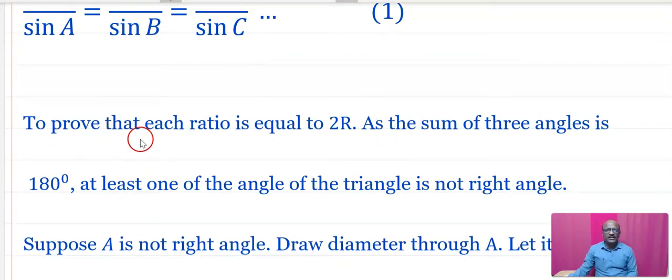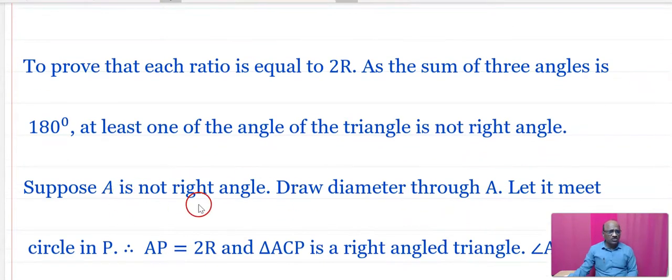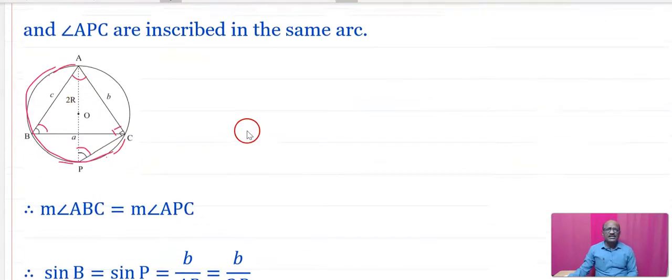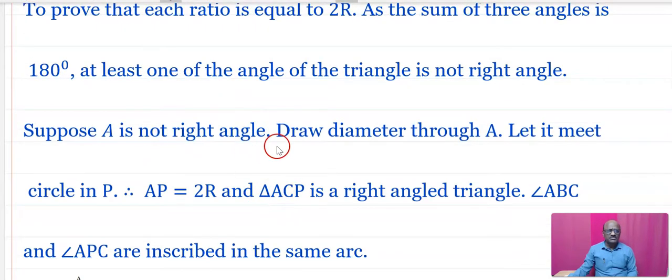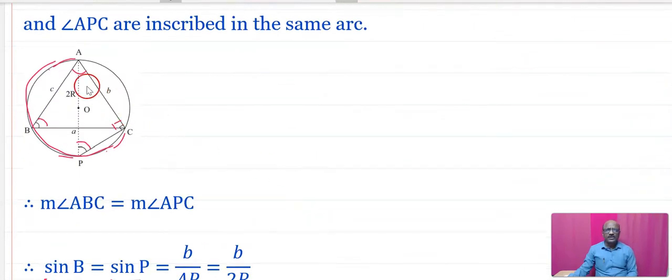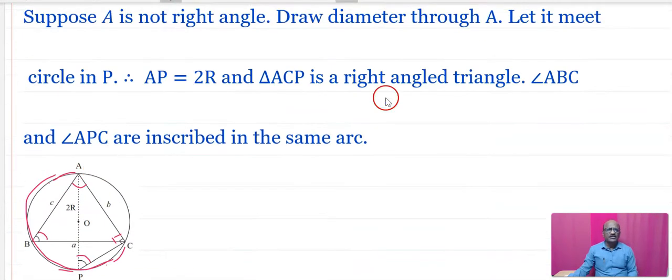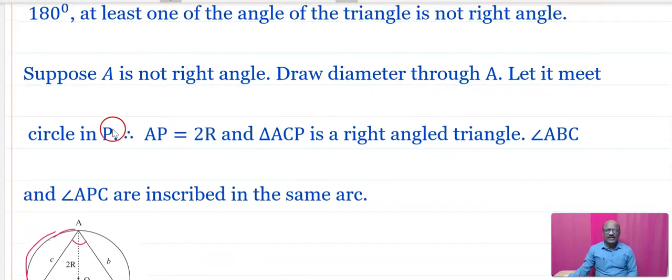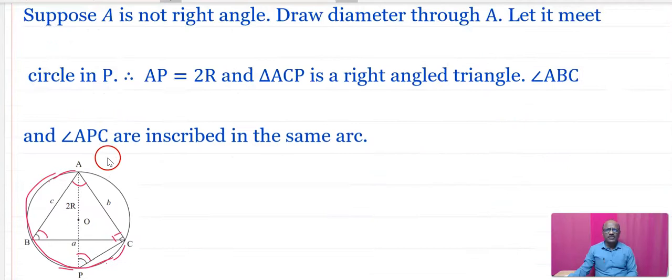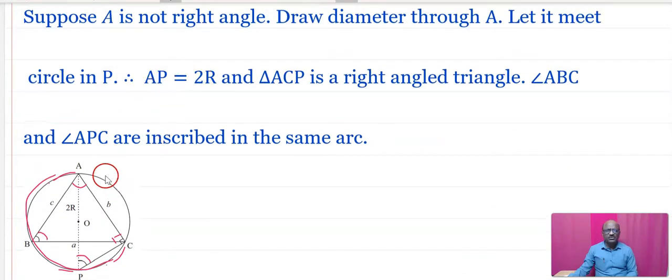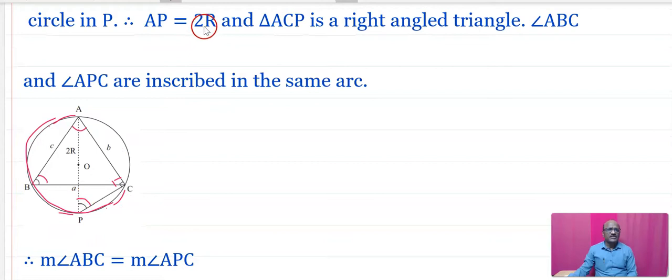Next, to prove that each ratio is equal to 2R. It's very interesting. As the sum of three angles is 180, at least one of the angles of the triangle is not a right angle. Suppose that A is not a right angle. Now see this figure. Draw the diameter through A. Let it meet the circle at the point P. Then AP is equal to 2R. Yes, it is a diameter and its length is twice the radius.